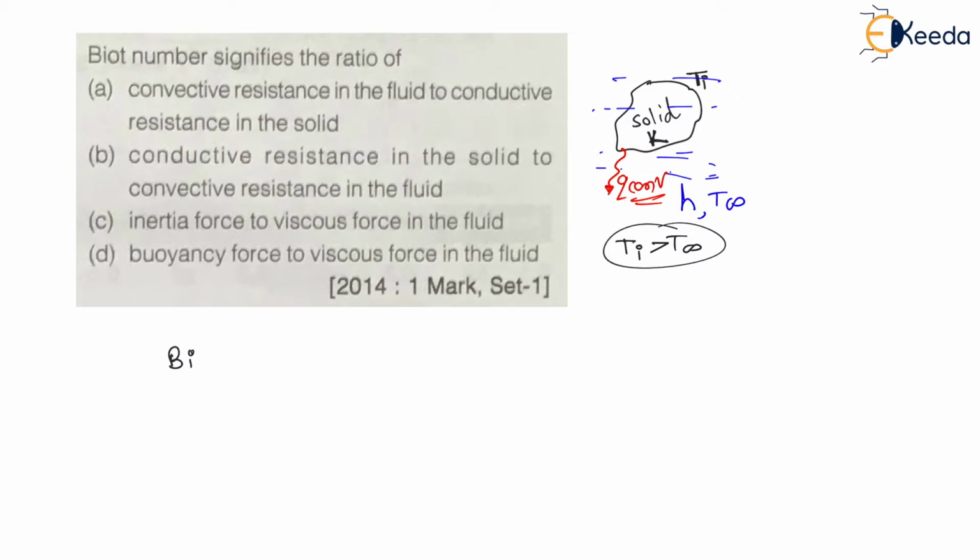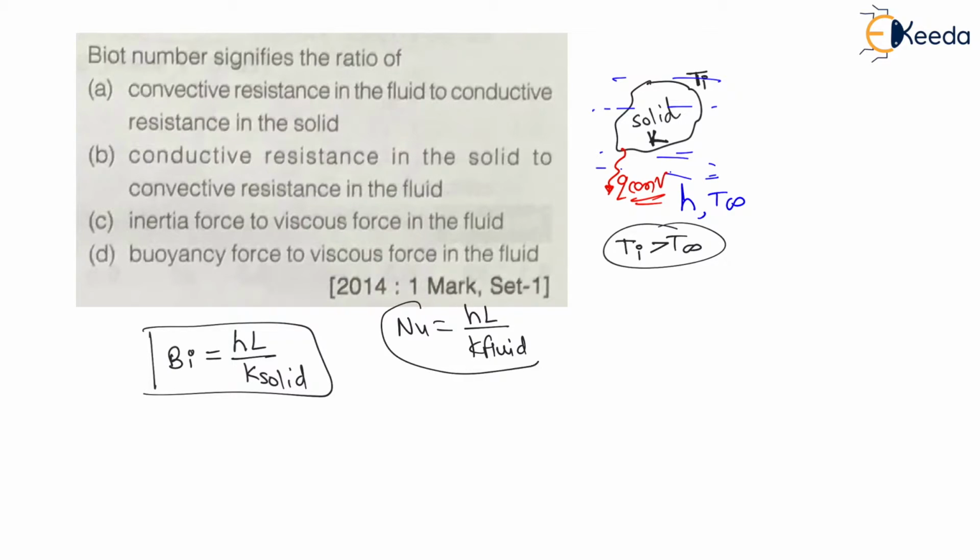Now my dear students, this Biot number is defined as hL divided by k of solid, right? It is for solid object. Thermal conductivity is for solid object. You might have learned about Nusselt number, which is used in convection. This Nusselt number is nothing but hL divided by k of fluid, and it is used in convection, that is in fluids. But Biot number is hL divided by k of solid. This is very important, right?